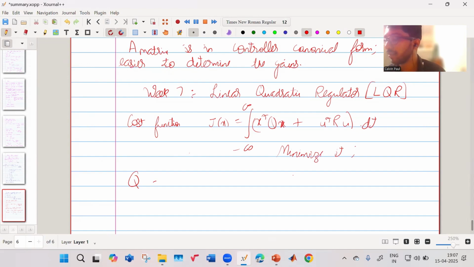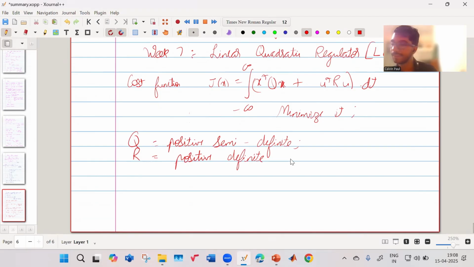So Q has to be positive semi-definite, it can be positive semi-definite, but R should be positive definite. Q will determine how much is the deviation of the state from your desired equilibrium point, and R will shape how much control input you are giving, right? So we can vary Q and R, and through that we can place the poles.